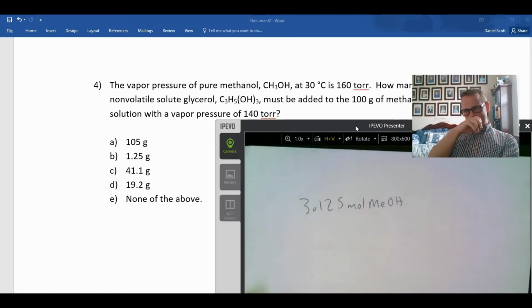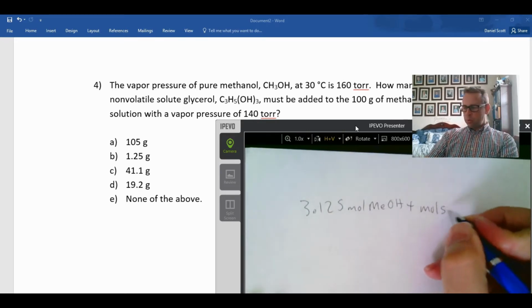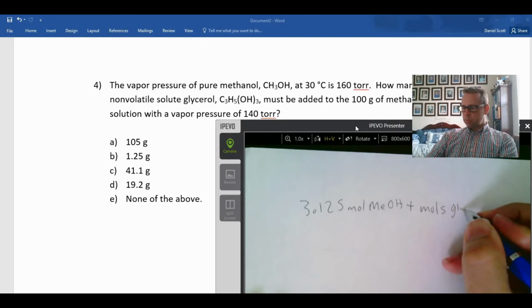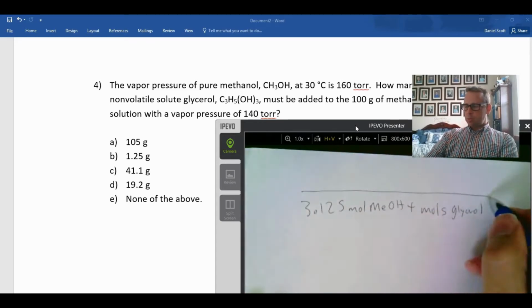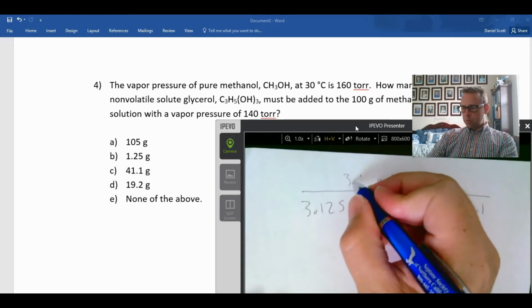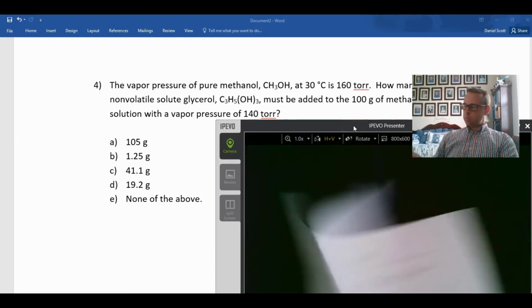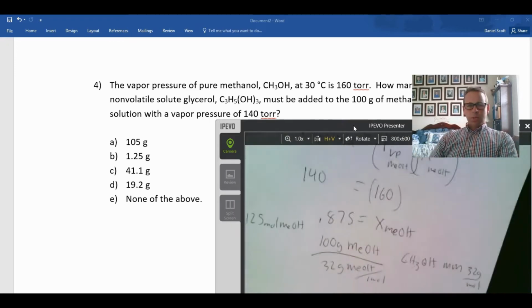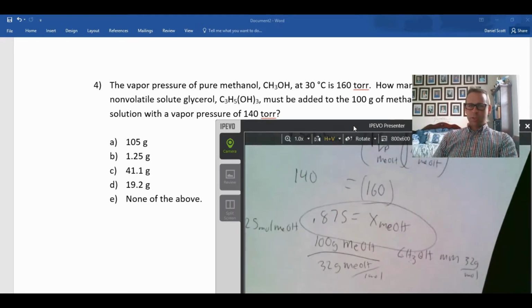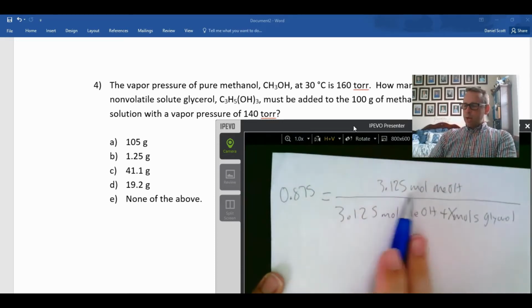And my mole fraction is found by taking moles of methanol plus moles of, what is this we're adding? Glycerol. And we need the moles of methanol on top, 3.125, right? And I don't know how many moles of glycerol I'm going to add, but that's what I have to find out. This has to equal our mole fraction, which was what? 0.875. So 0.875 needs to be the mole fraction of the methanol.